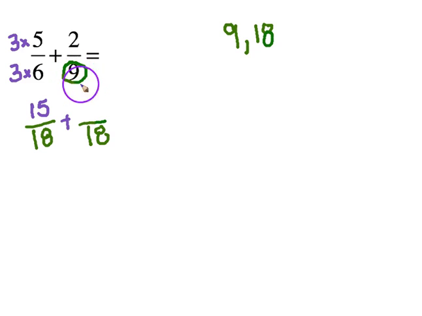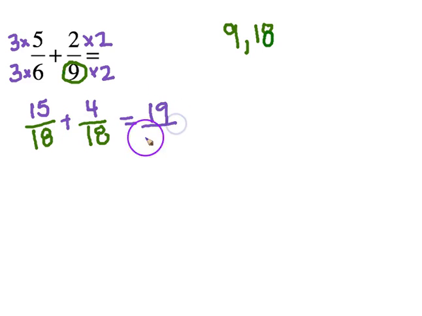Now here, 9 times what gives me 18? Well, I'm going to have to multiply it by 2, so I'm going to have to multiply the numerator by 2. So 2 times 2 is 4. So now that we have common denominators, I can go ahead and add the numerators together. 15 plus 4 is 19. And I'm going to leave the denominators the same. It's going to be 18.